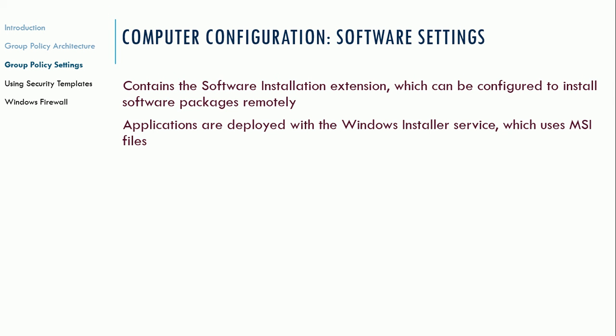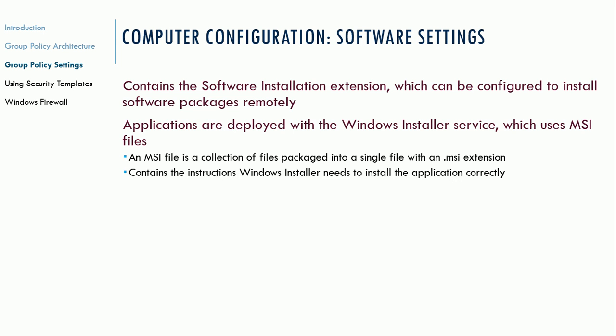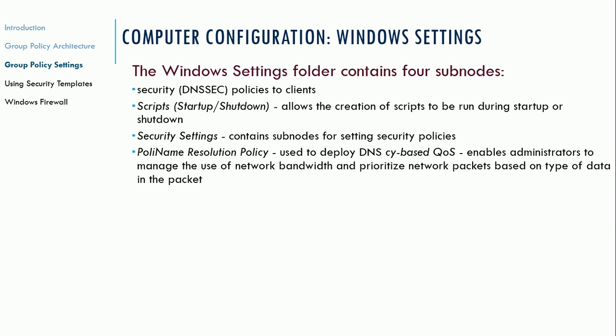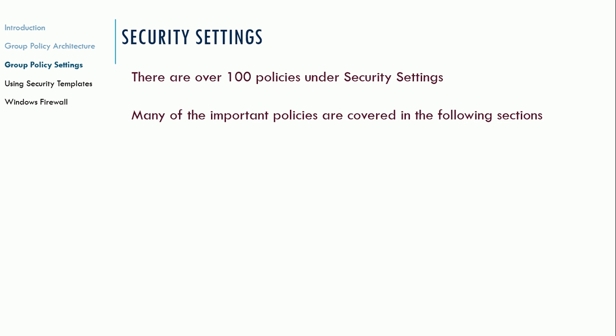So one of the computer configurations is software settings. Basically, if software is installed with MSI or the Windows Installer Service, you'll have a lot of flexibility in how you manage those applications. And under Windows settings, we have security policies for clients. We have startup and shutdown scripts, security settings, and some quality of service settings, which can define how internet traffic, or network traffic, is shaped on the local area network.